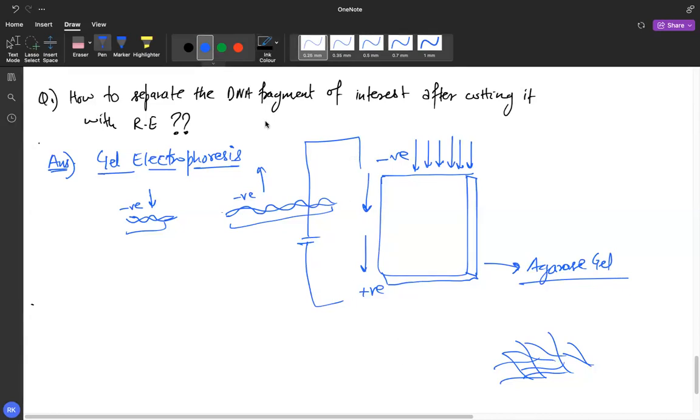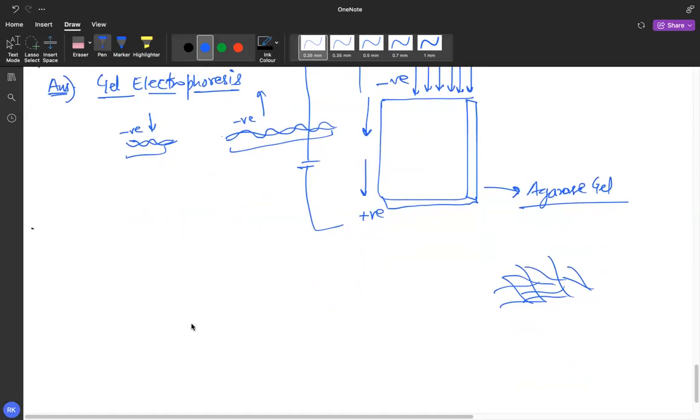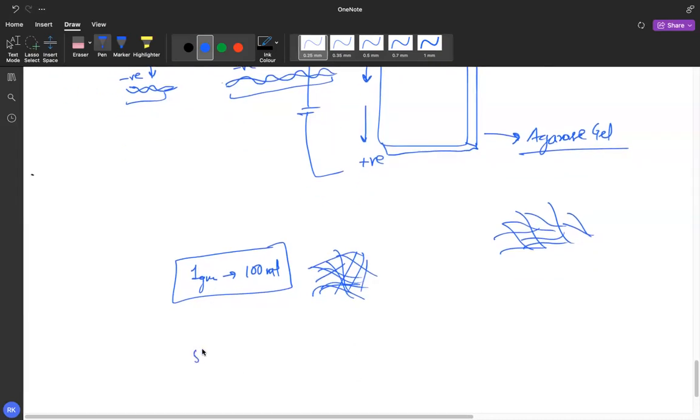Now, depending on the concentration of agarose, let's say I use 1%, which means 1 gram in 100 ml, 1% weight by volume. So if I make a 1% gel, it will have some polymers of agarose. Suppose I'm making a 5% agarose gel. Now, what happens? I will have 5 times more threads or polymers of agarose in the same volume. Make sense?